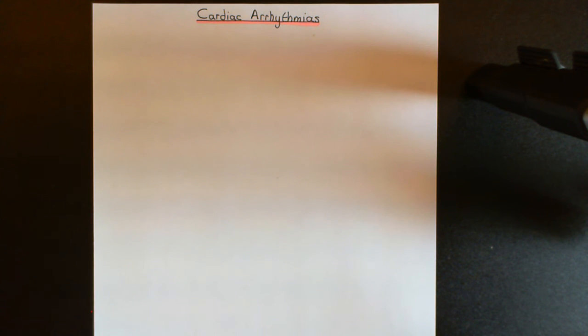Okay, so what I'm going to begin with then is the definition of a cardiac arrhythmia. What is a cardiac arrhythmia? So a cardiac arrhythmia is a problem with the electrical signalling in the heart.